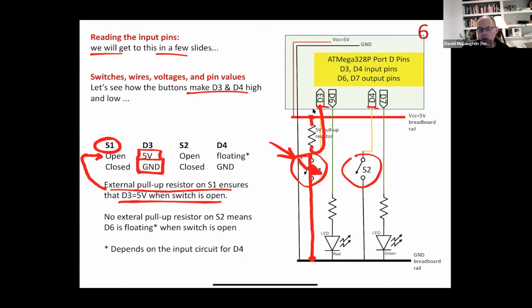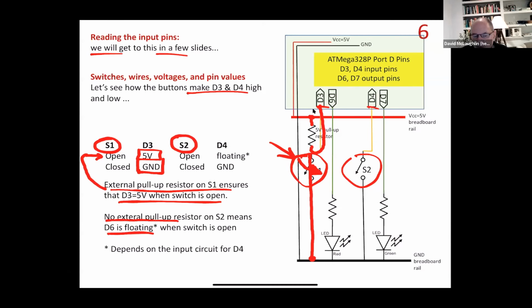So you can see that the action of the switch and the pull-up resistor allows us, finger off the switch, D3 is pulled up high, and finger on the switch, D3 is pulled down to ground. Okay, now let's look at switch S2. So let's concentrate on S2 here, all right? Focus on this one here. Now S2 does not have a pull-up resistor. So note that, there's no external pull-up resistor on S2.